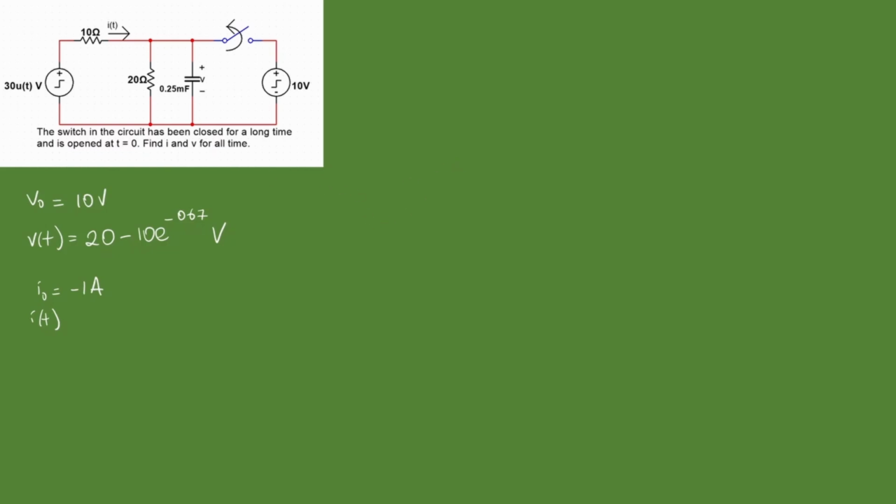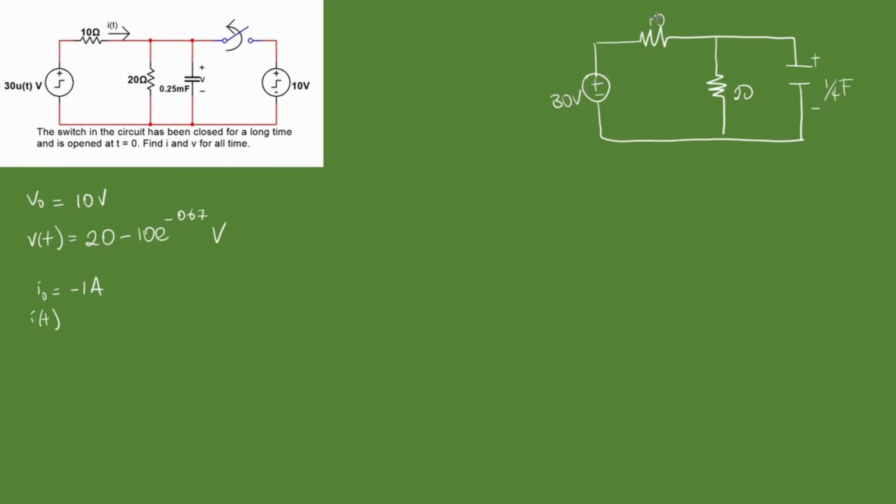Let me redraw the circuit because I can't write over that. I'm redrawing for t greater than 0. So, we have a 10 ohm resistor, 20 ohm resistor, capacitor, voltage source, 1 over 4 farads. I believe this is 20, this is 10, this is 30 volts. Alright, so what's going to happen?